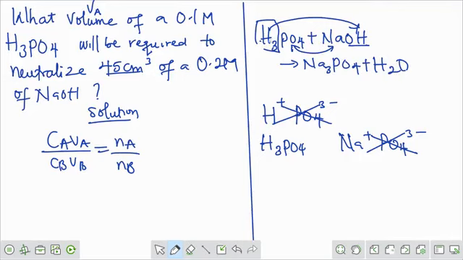Now, we have 3 hydrogen here, we have 2 hydrogen here. We have 3 sodium here, we have 1 sodium here. So let's balance by putting 3 here. Now, how many sodium do we have? We have 3 sodium. We have 3 oxygen here, 4 oxygen here, so we have 7 oxygen. We have 4 oxygen here and 1 oxygen here.